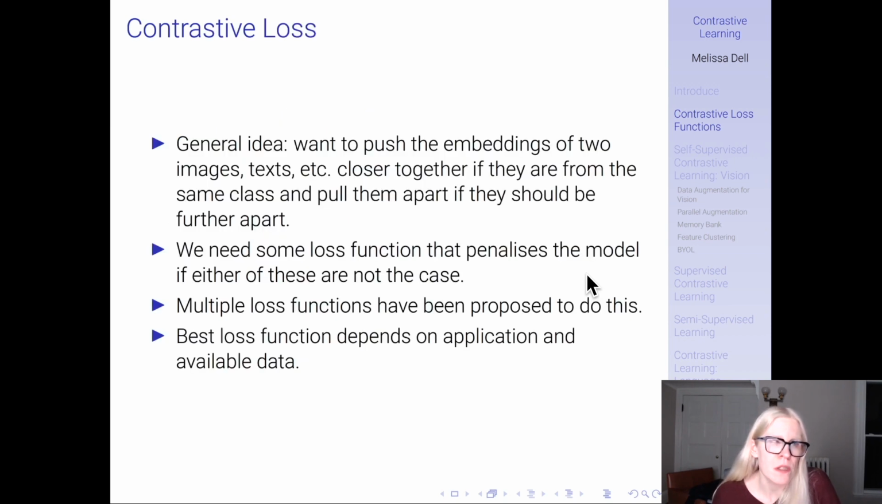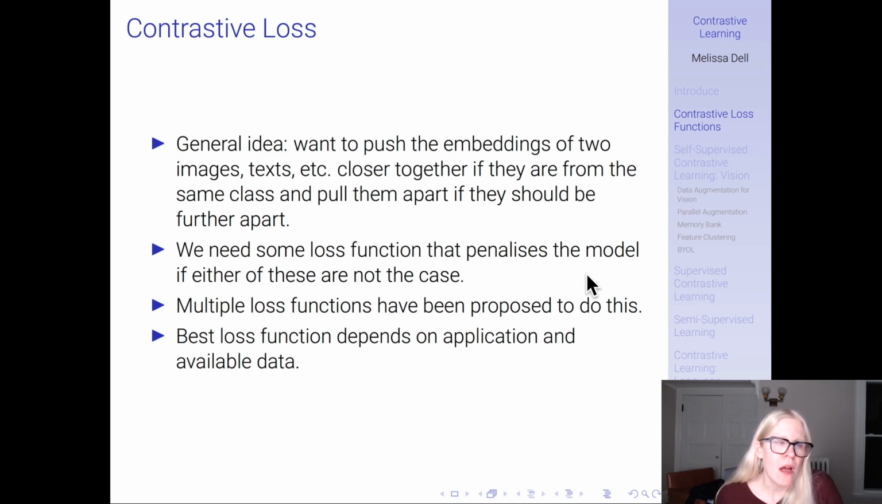All right, so the general idea behind contrastive loss is that we want embeddings of two images or text or other samples to be closer together if they're from the same class, broadly speaking. What a class means is going to be defined based on your application. And we want to pull them apart if they are not from the same class.